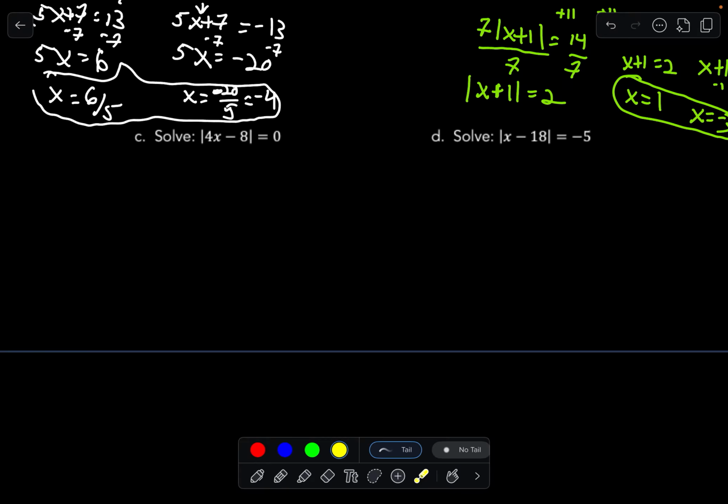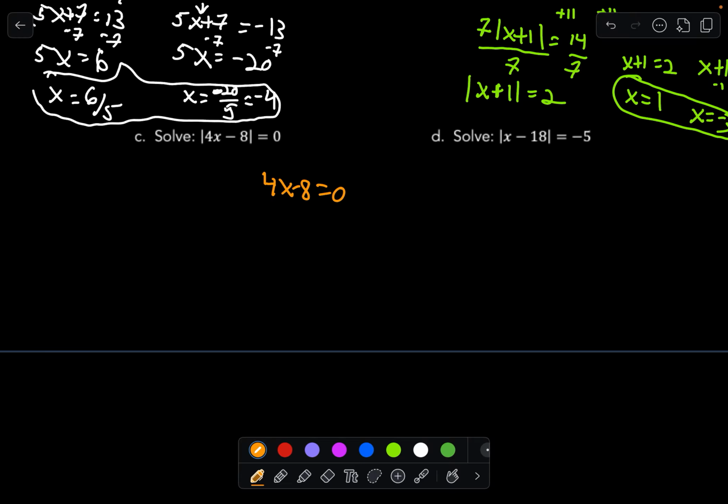All right, let's look at C. Absolute value of 4x minus 8 equals 0. Well, since the absolute value is by itself, we can just write our two equations. 4x minus 8 equals negative 0, and 4x minus 8 equals 0. Now, have you ever heard of a negative 0? Me neither. 0 can't be negative. 0 has no sign. It's just 0. So really you just have to write 4x minus 8 equals 0.